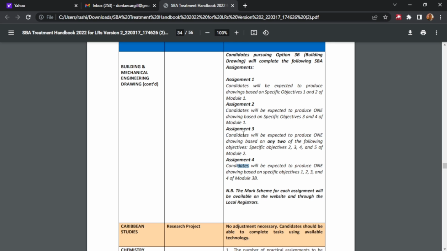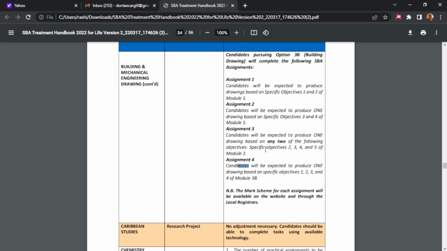Alright, so why is assignment 3 worth 40 marks? This is why. It says candidates will be expected to produce one drawing based on any 2 of the following objectives. Again, candidates will be expected to produce one drawing based on any 2 of the following objectives.